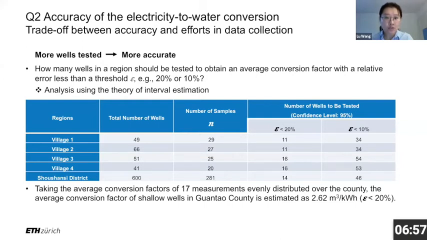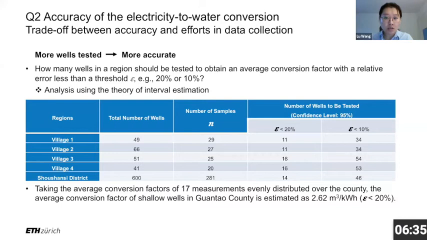This can be solved using the theory of interval estimation. The results in this table show that on average, only 1/5 of the total number of wells in a village should be tested to reach an accuracy of 20%. If higher accuracy is needed, for example, 10%, the number is tripled.